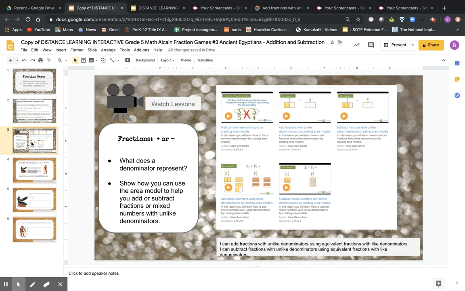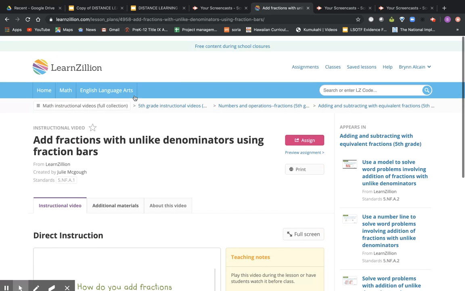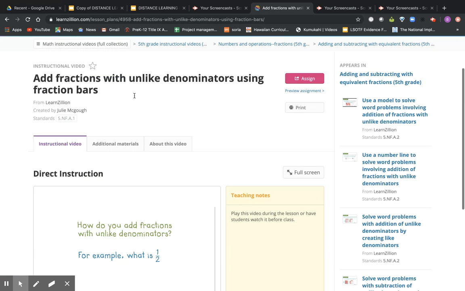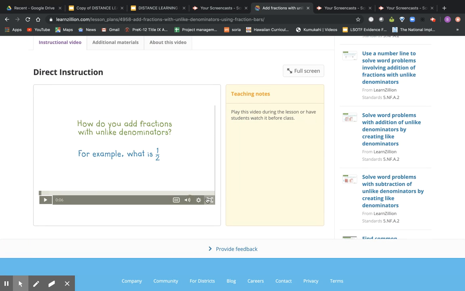To do that, we're going to visit a site called LearnZillion. And this site has a ton of awesome mini lessons. And I chose a few to get us started today. Again, the site is LearnZillion. And we're looking at adding fractions with unlike denominators using a fraction bar.